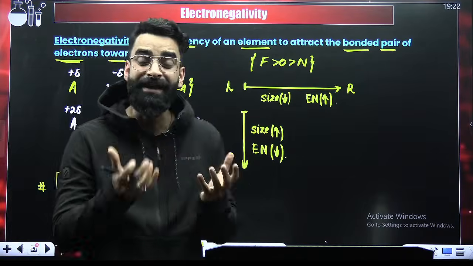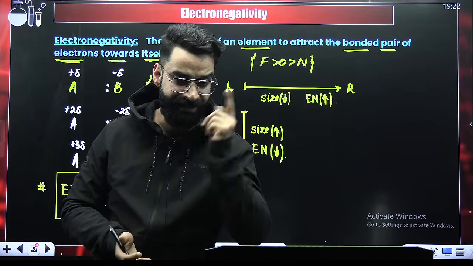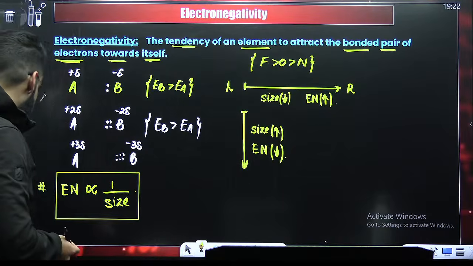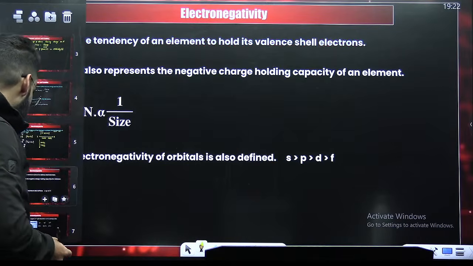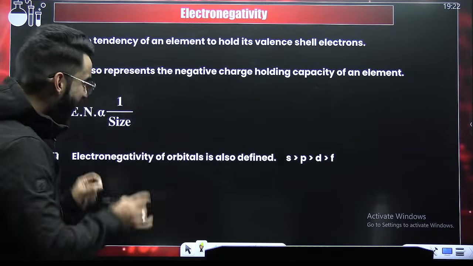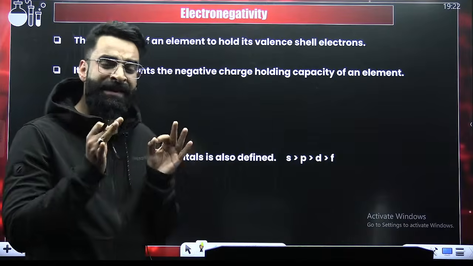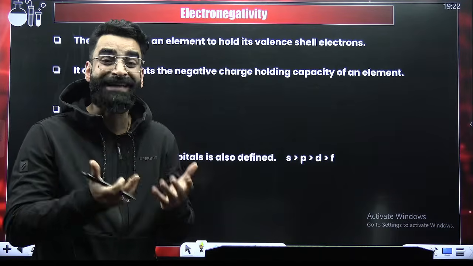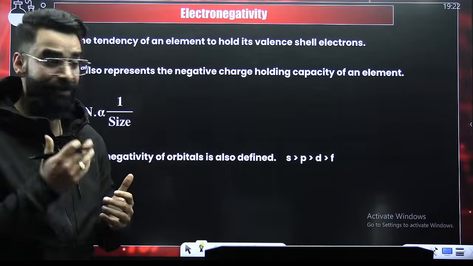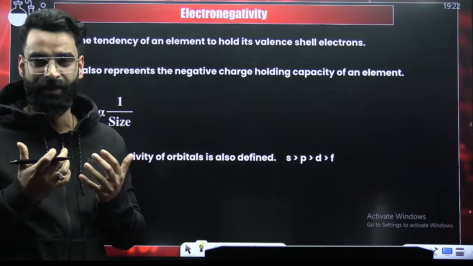Now, what kind of other information can we get from the term electronegativity? What kind of other things should come to our mind when we hear the word electronegativity? Let's talk about those things as well. My dear students, look at this particular slide, one of the important slides. I've mentioned a statement over here: electronegativity gives us the tendency of an element to hold its valence electrons.